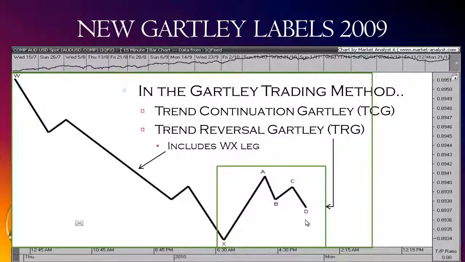Now, in the Gartley trading method, I identify a leg prior to the X point, this move here, as the WX leg. I just call this W because that's the letter before X. But what it does, it's just a label to identify this trend move prior to the Gartley pattern that most people refer today as a Gartley pattern over here.